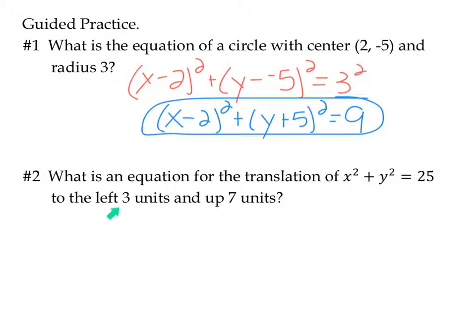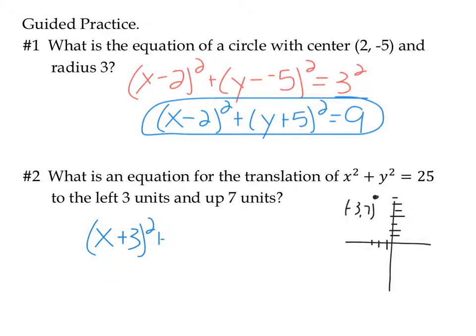Okay, so now we're going to go to the left 3 units. If it helps, you could think about what this looks like on a graph. If we went left 3 and up 7, we'd have a center there at negative 3, 7. Now it's just like the problem we just had. Left 3 means x minus negative 3, so it's x plus 3 squared plus y minus 7 squared equals 25.